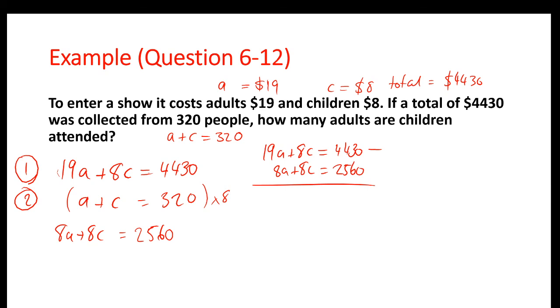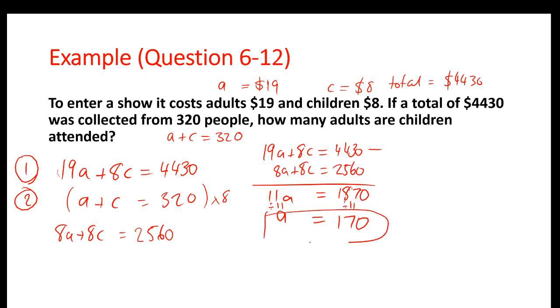19A minus 8A is equal to 11A. 8C minus 8C is just nothing. And then 4430 minus 2560 is equal to 1870. So if 11 adults would be equal to that many, then for 1, I'm going to divide by 11 on both sides. So A is equal to 1870 divided by 11, and that is 170. So there are 170 adults that turned up for this event.